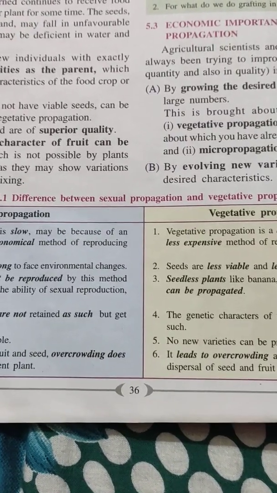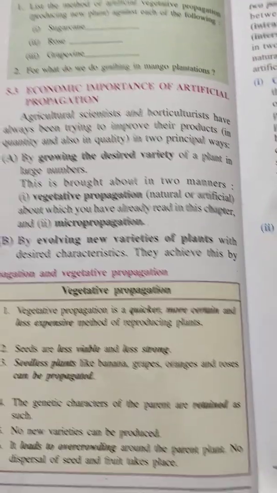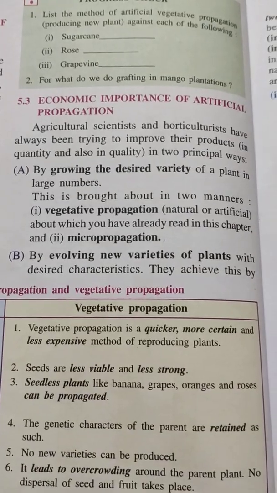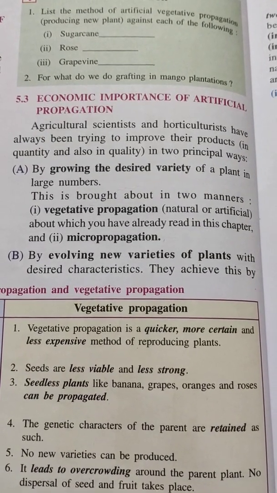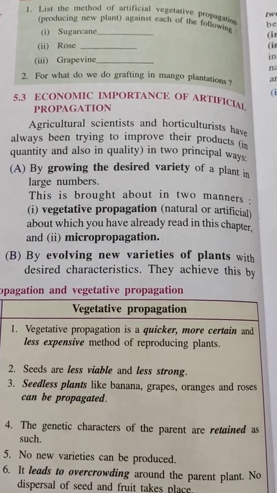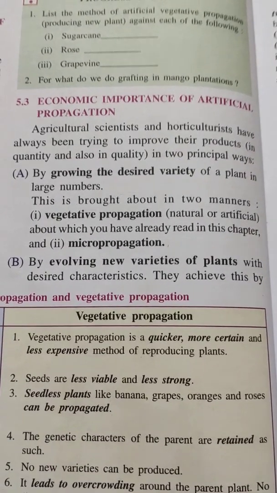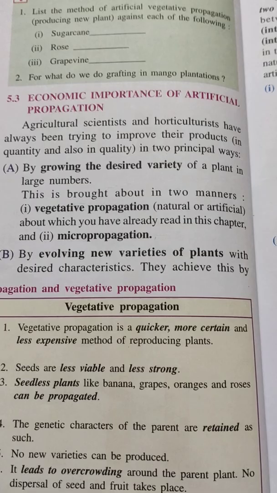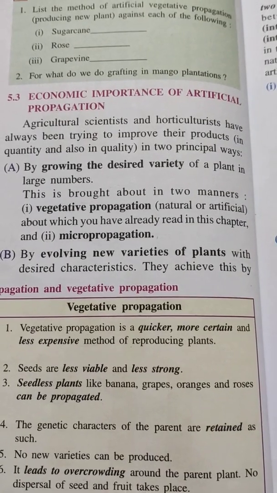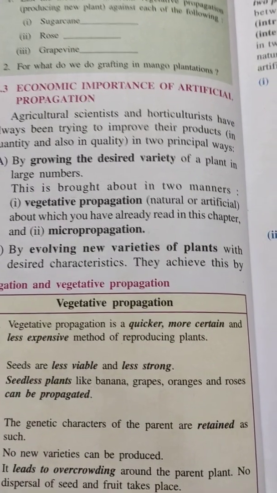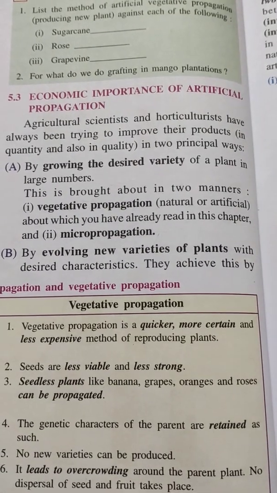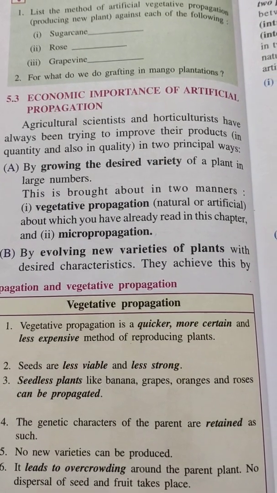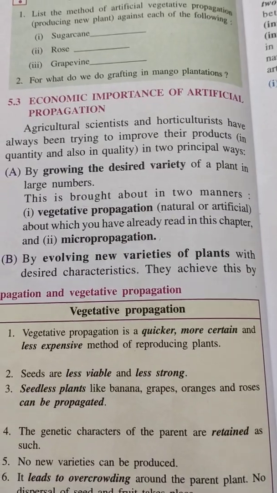Okay. Now, the economic importance of artificial propagation. First of all, by growing the desired variety of a plant in large numbers, definitely it is helping a lot of farmers, scientists, horticulturists. Okay, this is brought about in two manners: vegetative propagation and micropropagation. And another economic importance is evolving new varieties of plants with desired characteristics.